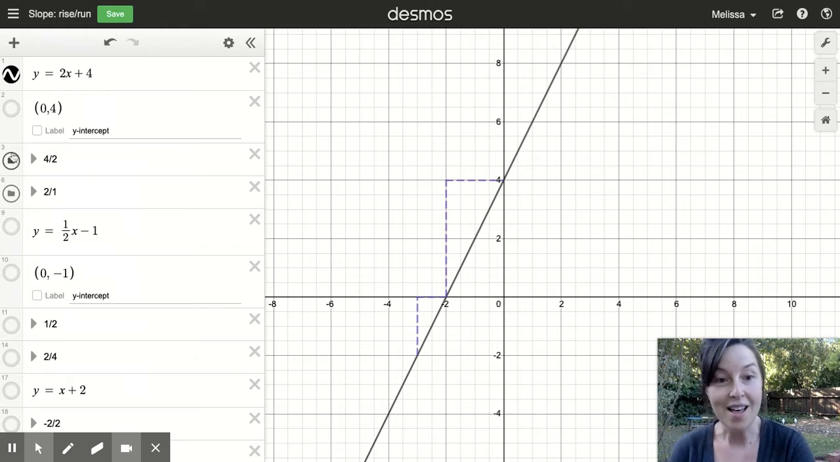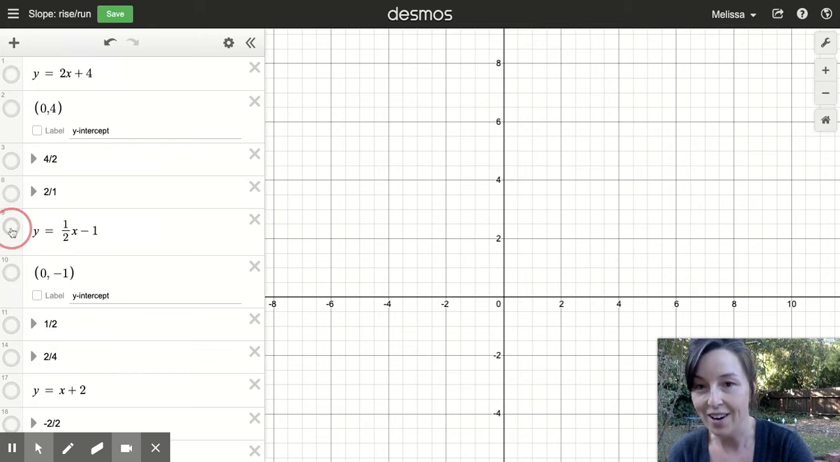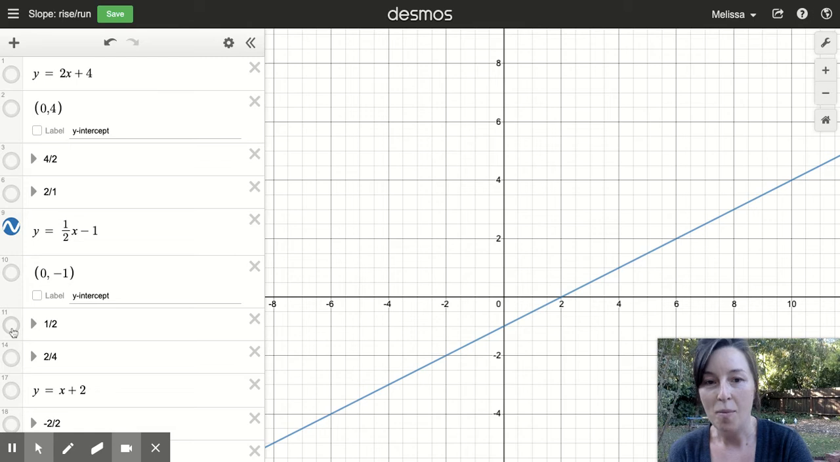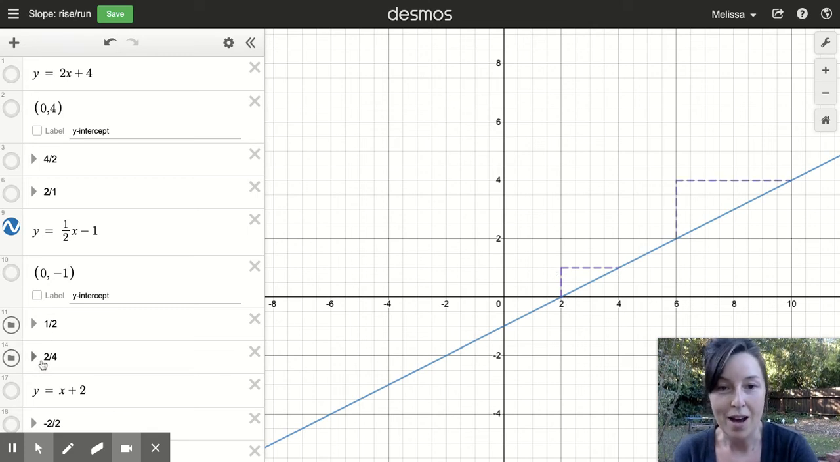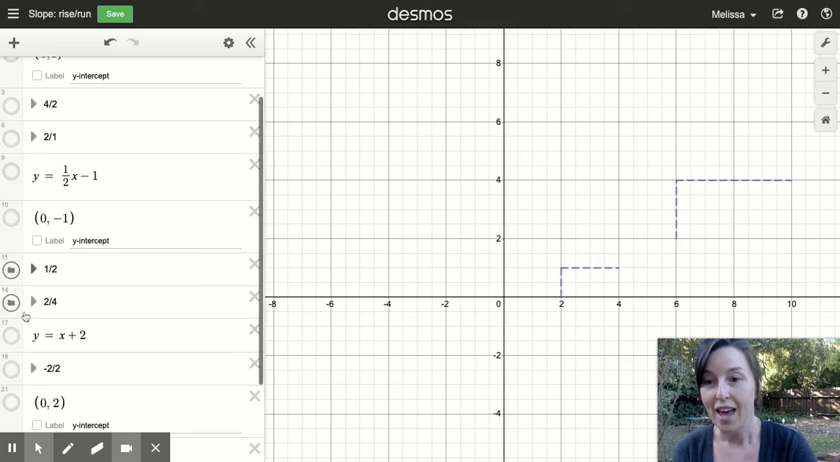Okay, so that line is steeper than, remember, the other line right here, the blue line. If we look at it, here's a box. I'm going up 1 and over 2. Here's another box. I'm going up 2 and over 4, 1, 2, 3, 4. 2 over 4 reduces to be 1 over 2. So the slope of this line is 1/2, which is indeed smaller than 2.